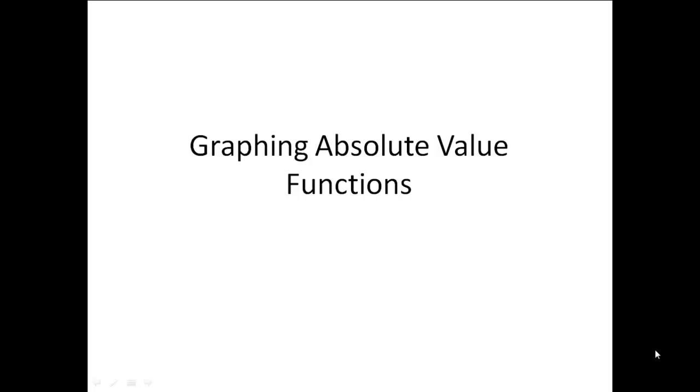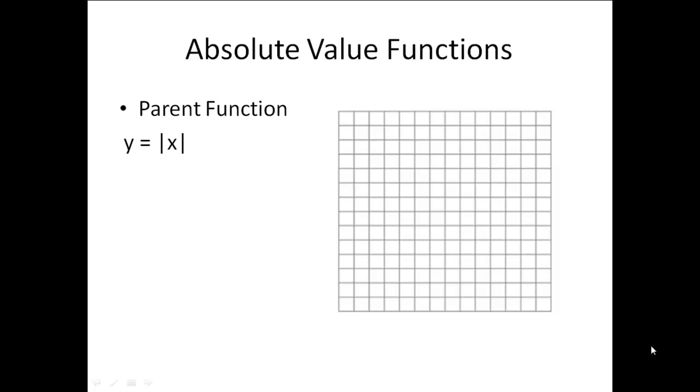We're going to take a look at how to graph absolute value functions. We're going to start by graphing the parent function. A parent function is the most simplified version of a function, so it has no shifts or translations or anything like that. In order to graph this function, I'm just going to create a table of values.